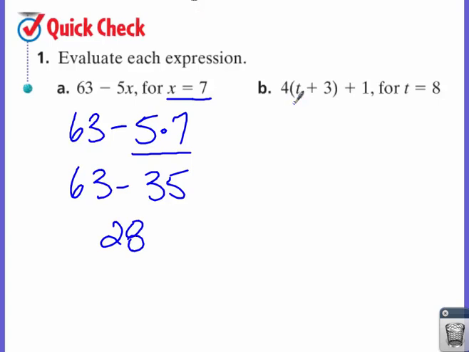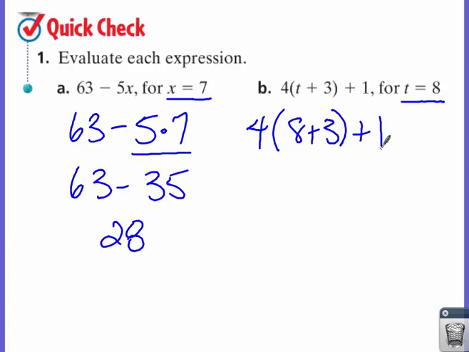Okay, so this one here, it's kind of a little bit tougher, but it says that we're going to do t plus 3, and I'm going to get an answer for that. Then I'm going to multiply it by 4, and then I'm going to add 1. That's how you have to interpret that one. So now let's plug in what we know. We know t is going to be 8. So we got 4 parentheses, 8 plus 3, and then plus 1.